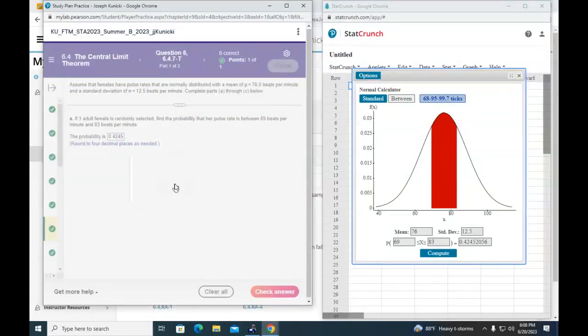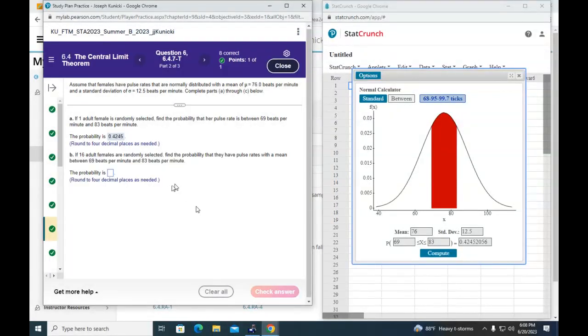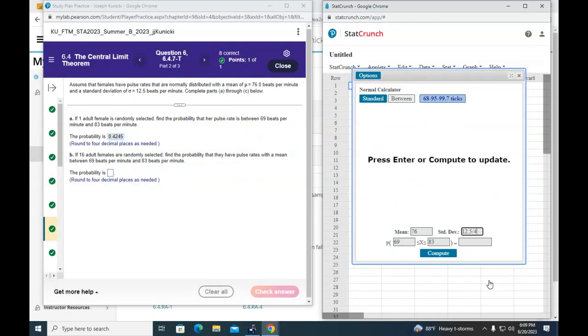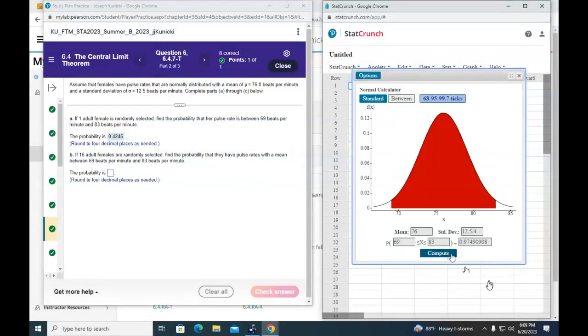Now they're going to ask us for a group of women. So now it's 16 adult females. So once again, they gave me a nice easy number. The square root of 16 is 4, so divided by 4. And it's the same values for x, 69 to 83, and it's going to be a much higher probability. 0.9749.